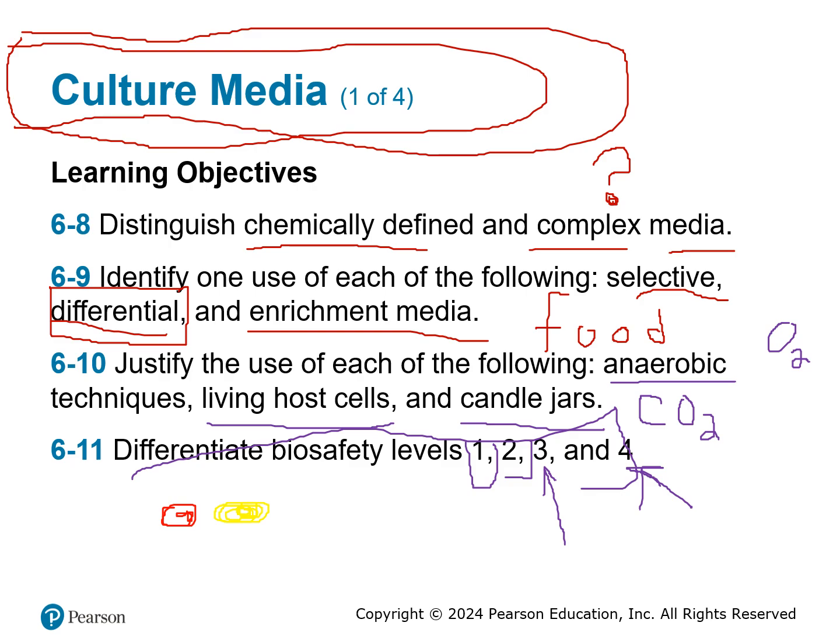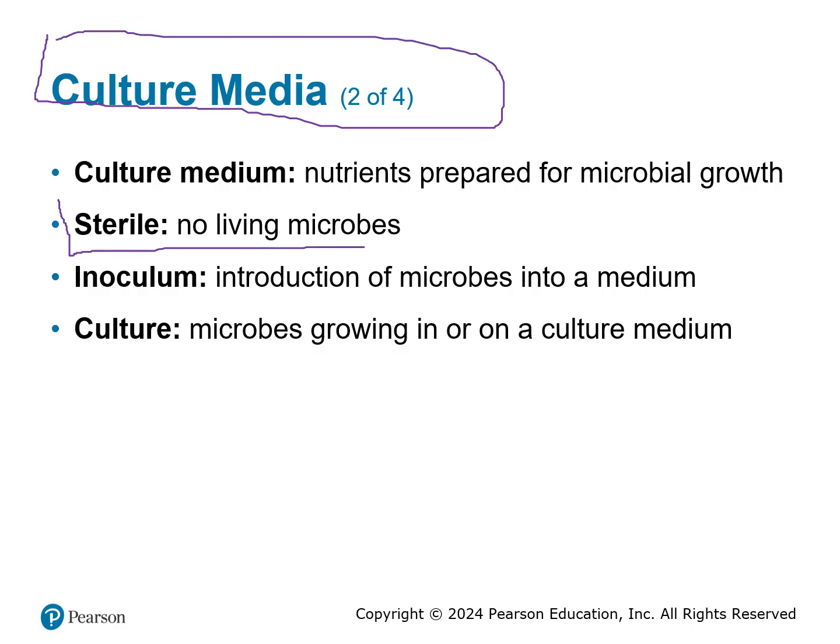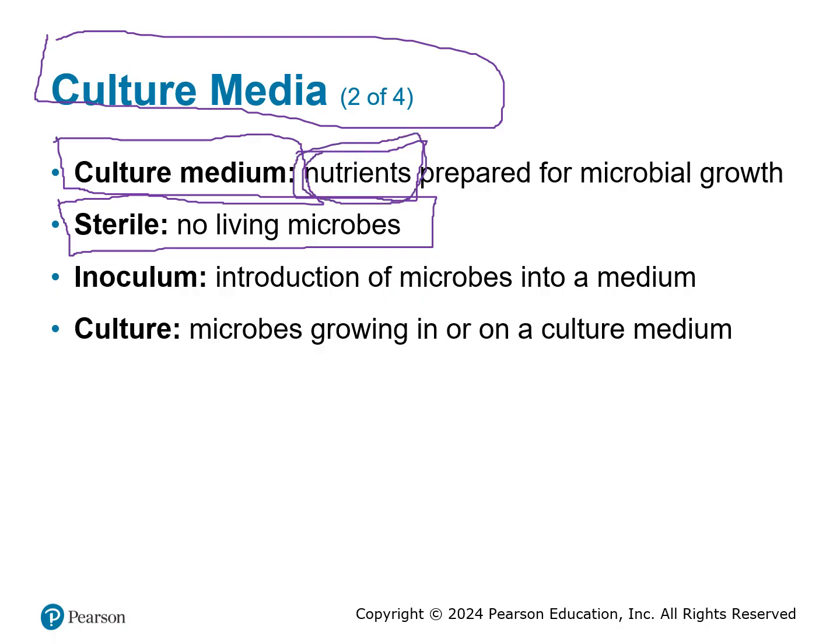Level 4 is going to be things that are easily transmitted through the air that can be deadly, such as Ebola. All right, so culture medium, we want to use sterile techniques. So sometimes we autoclave it. There should be no living microbes in our media. Okay, sterile, nothing alive. The main thing about culture medium, besides that it can't have other microbes, is it has to have nutrients in it, right? You want to grow something alive, you have to feed it.